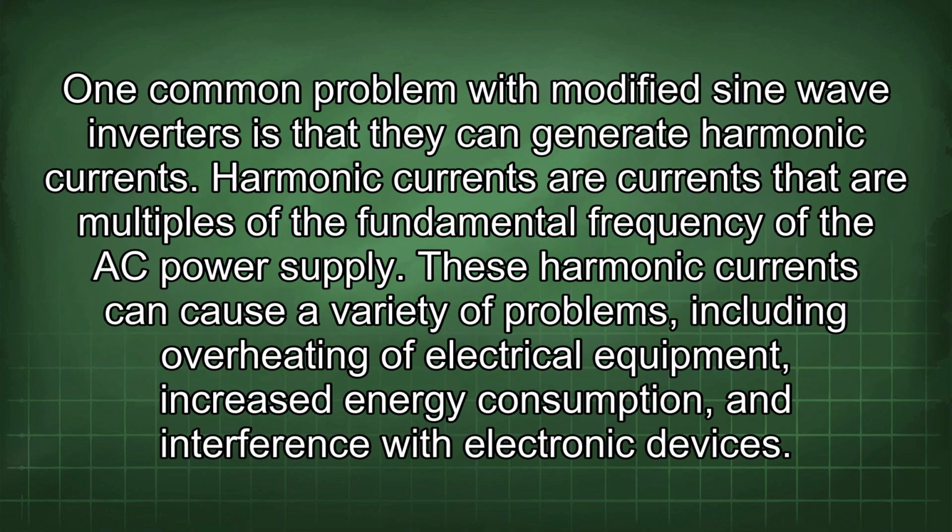One common problem with modified sine wave inverters is that they can generate harmonic currents. Harmonic currents are currents that are multiples of the fundamental frequency of the AC power supply. These harmonic currents can cause a variety of problems, including overheating of electrical equipment, increased energy consumption, and interference with electronic devices.